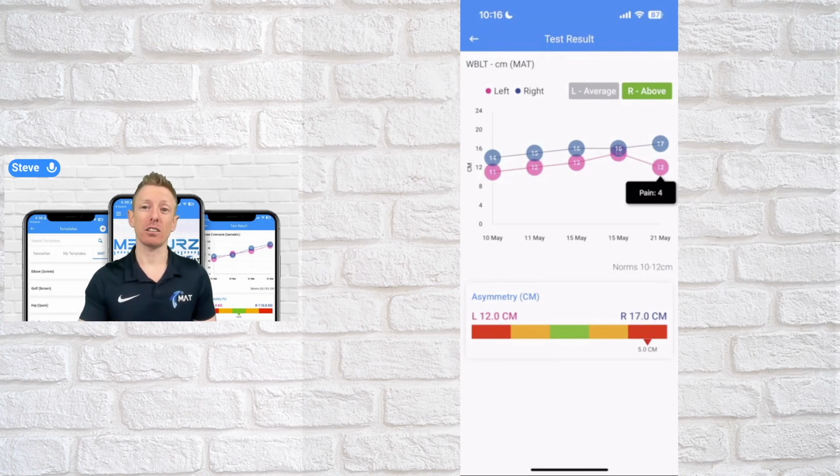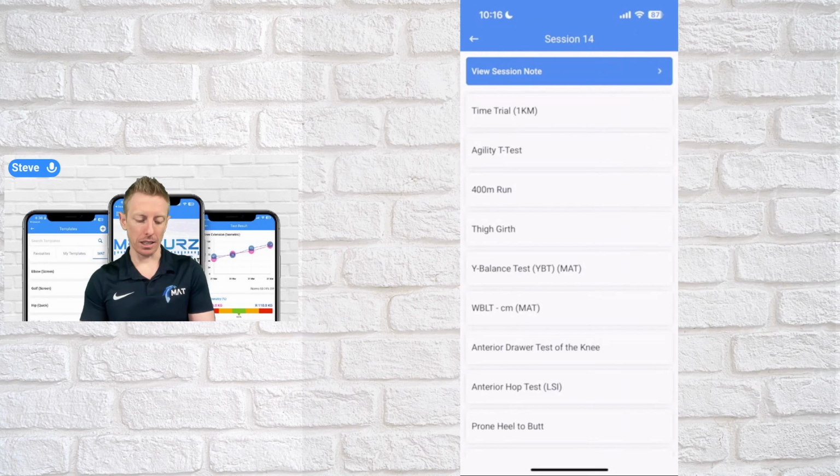So maybe you decrease the pain, and then we see that range of motion increase significantly. It gives us some more context around our decision making and what we're doing with the people that we work with. So that's a really neat feature, and that's hidden in all the graphs there.